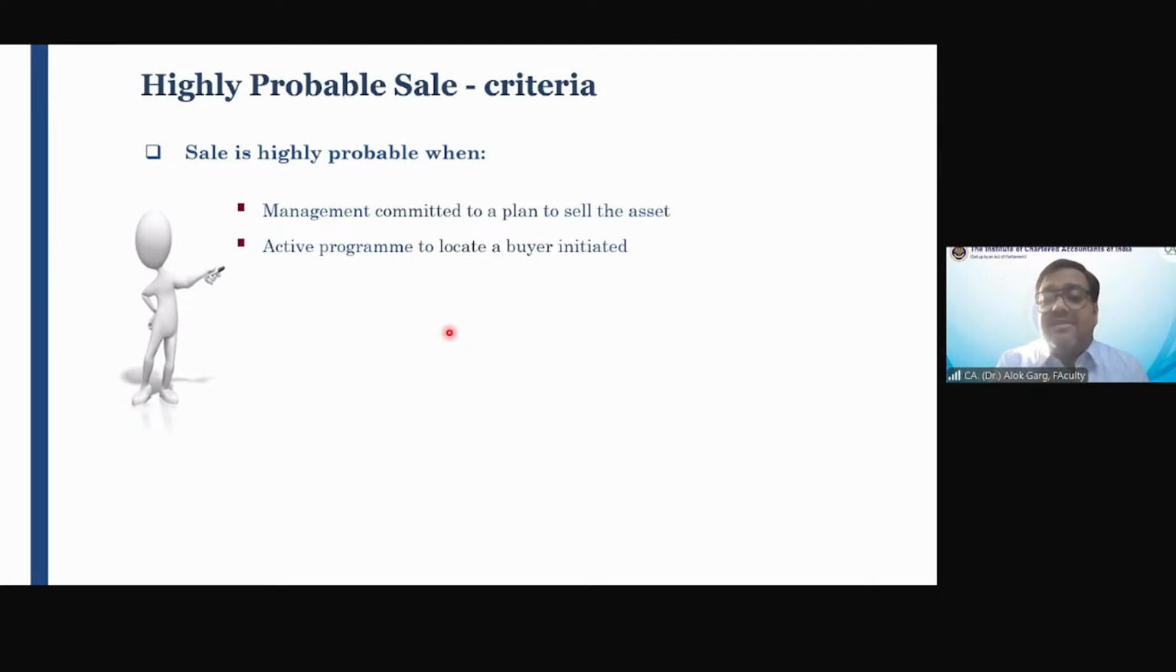Second question Rahul asked, whether an active program to locate a buyer has been started. Have you started searching for a buyer? The finance manager told, yes, sir, you can see that we have already listed this property on magicbricks.com and proptiger.com, and we have also given an advertisement in the newspaper. We have listed this on our website, and we have also given the task to our brokers and dealers. So Rahul said, okay.